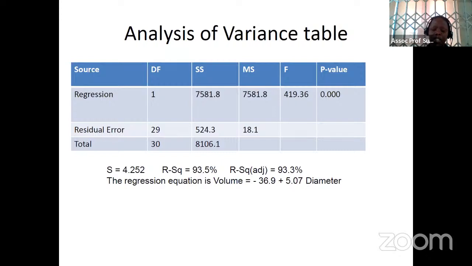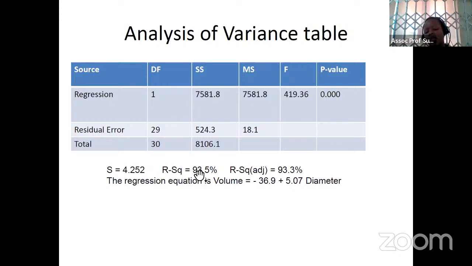Okay, so when we analyze our data, we get what we call S. S is the standard deviation of the data set, which is the square root of 18.1. In our table, we have 18.1 as the mean square error. So the square root of mean square error gives us S. You can try out with a calculator: the square root of 18.1 gives you 4.252.